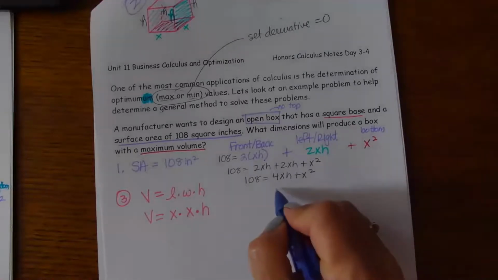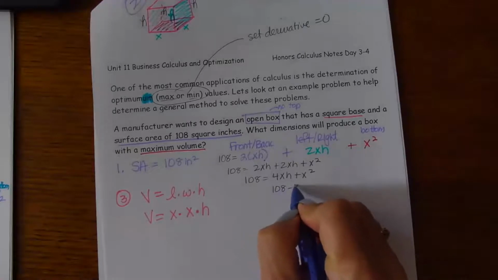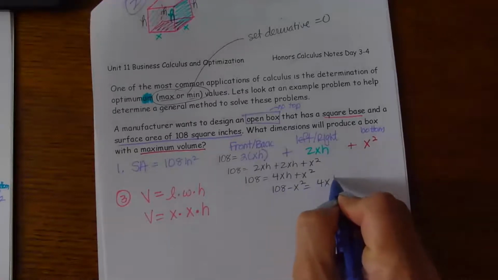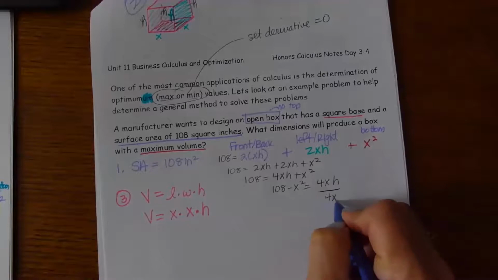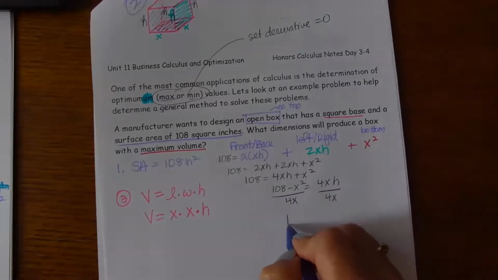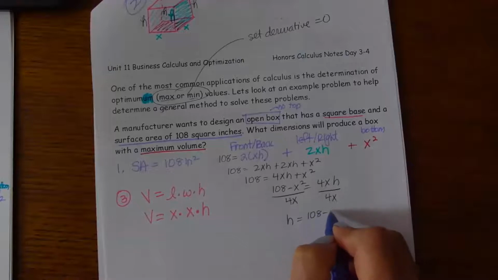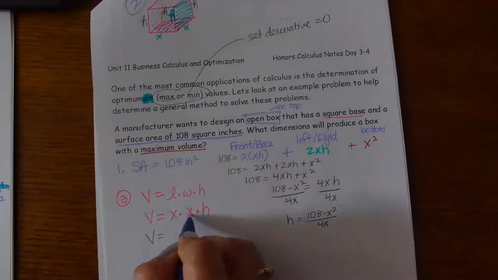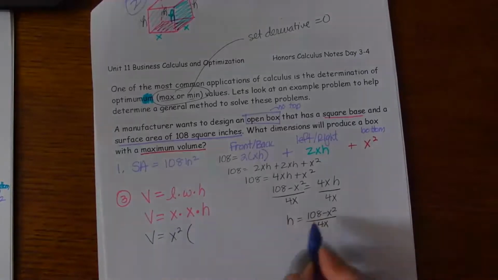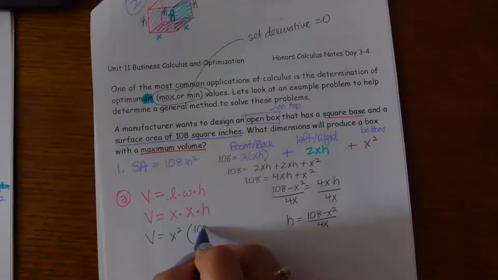Can you do that over here? Of course you can. That's 108 minus x squared equals 4xh. Now how are you going to get the h by itself? Divide by 4x. So h equals 108 minus x squared over 4x. This is the purpose of that other information they gave you, so you can eliminate variables. So now instead of typing an h there, I'm going to say, well, x times x is x squared, but instead of having h, I'm going to have this, right? Whoops.